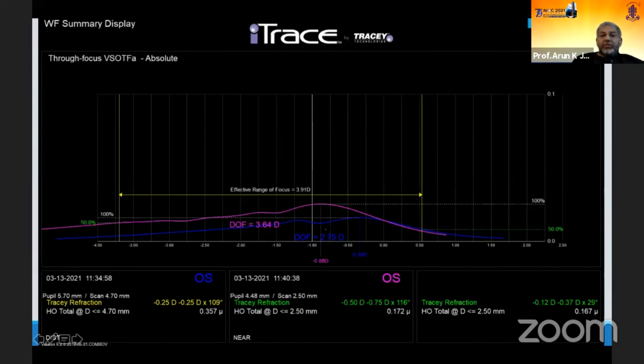We take the iTrace with the near focus and with the distance focus, and we can see the difference between the two peaks is just 0.5. That is true pseudophakic pseudo-accommodation, but the range of defocus is almost 3.91, which is pseudo-accommodation because of the EDOF. So the iTrace gives us a quick assessment of defocus range of different IOLs, which is very handy.